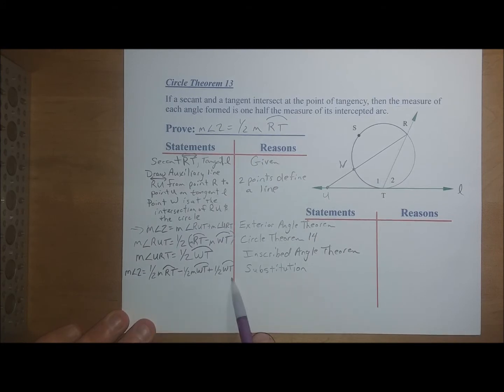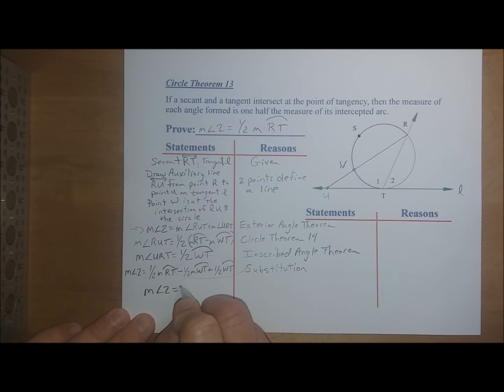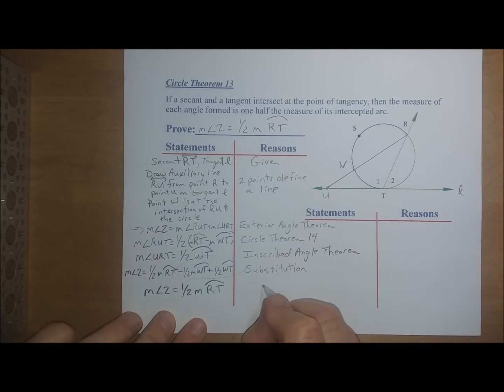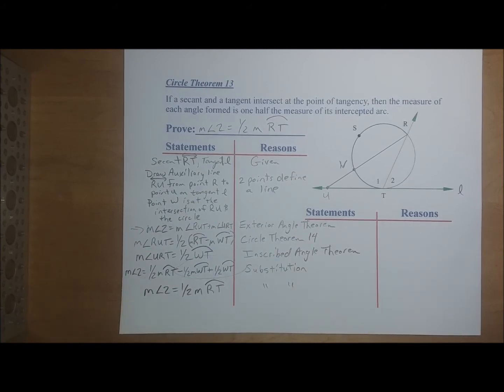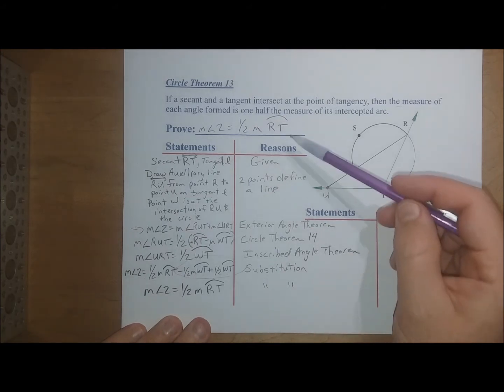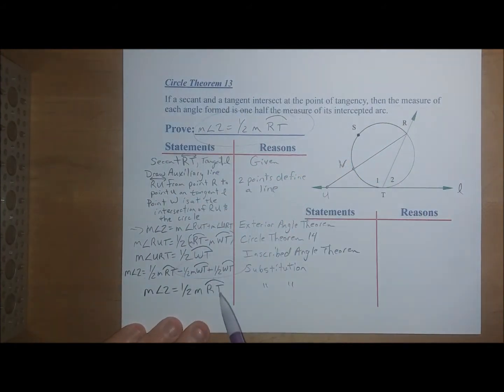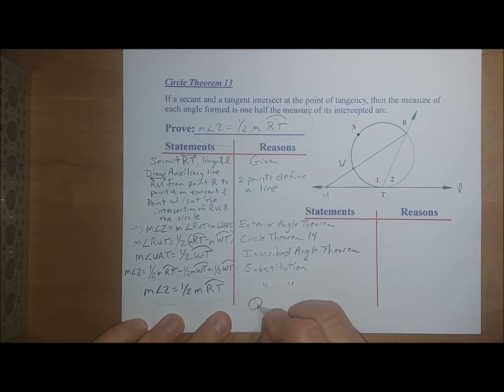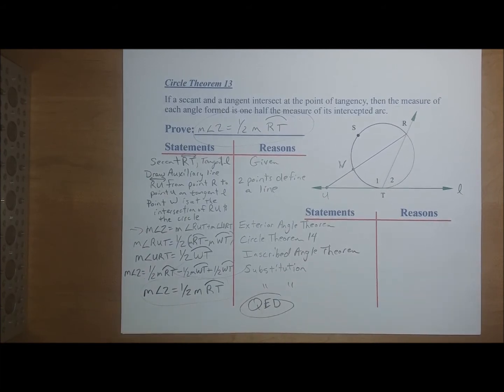Does anybody see how this could simplify? The measure of angle 2 equals 1/2 the measure of arc RT minus 1/2 the measure of arc WT plus 1/2 the measure of arc WT. Don't these two terms cancel? Or you could say they equal 0, so let's substitute 0 in for them, right? The measure of angle 2 equals 1/2 the measure of arc RT. Good. What did we do? We did another substitution. Are we ready to convict? Do we have enough evidence? Look at that, we've arrived at our destination. So QED. All right, that's one way to prove this.